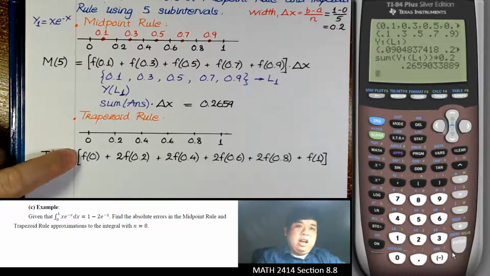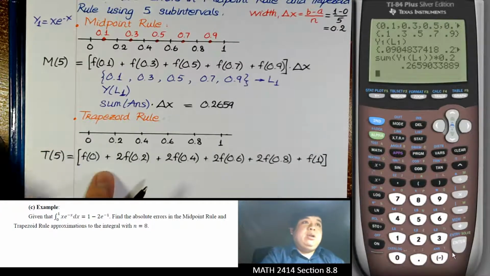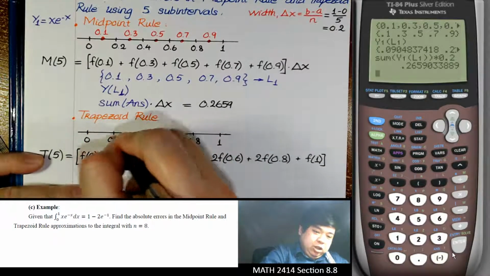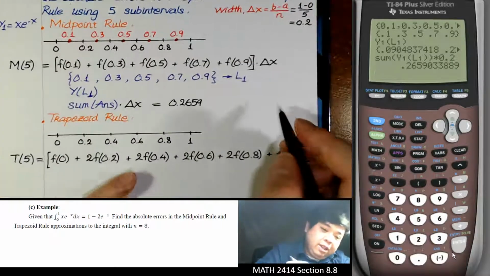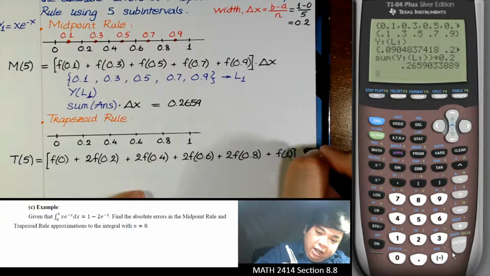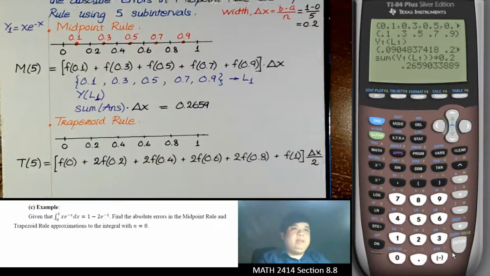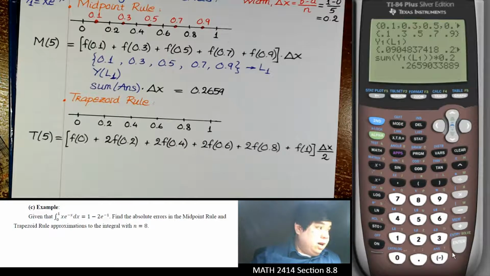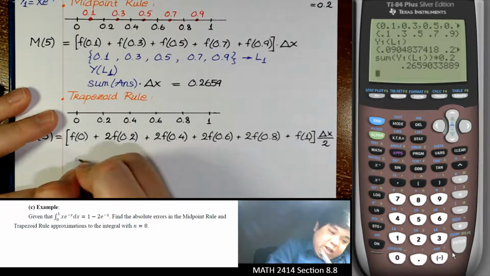So one on the left, one on the right, everything in the middle, there are 2 of them. And we just use all the points, all the sample points. And the difference here is we multiply by delta x, the width divided by 2. Right. Now, let's do this by calculator.